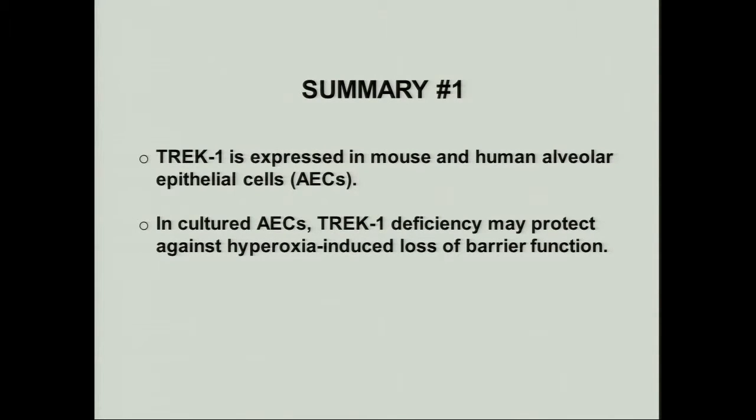So to summarize these couple of experiments, we showed for the first time that TREK1 is actually expressed in mouse and human alveolar epithelial cells. And we found that at least in cultured alveolar epithelial cells, the deficiency of the TREK1 potassium channel may protect against hyperoxia, and as I just mentioned, even TNF-alpha-induced loss of barrier function.